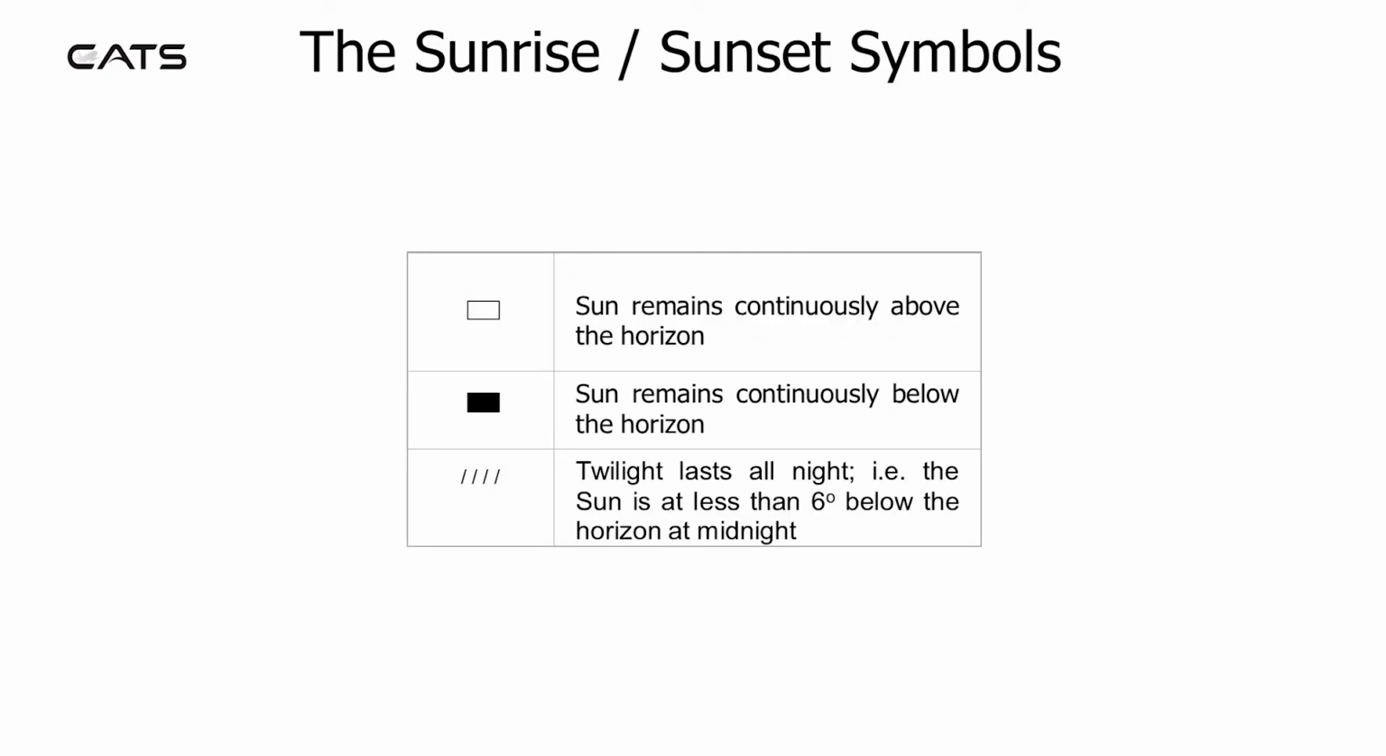Sunrise-sunset symbols. An open box depicts that the sun remains continuously above the horizon. Closed-in, filled-in box depicts that the sun remains continuously below the horizon. If there's slashes, the twilight lasts all night, i.e. the sun is at less than 6 degrees below the horizon at midnight.